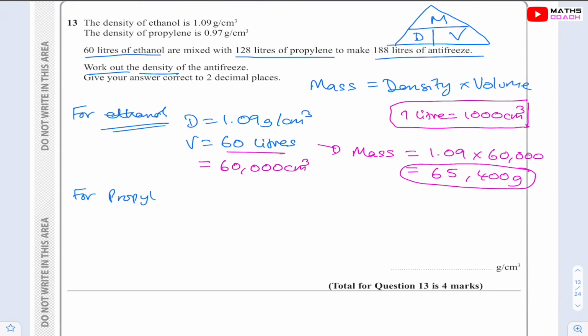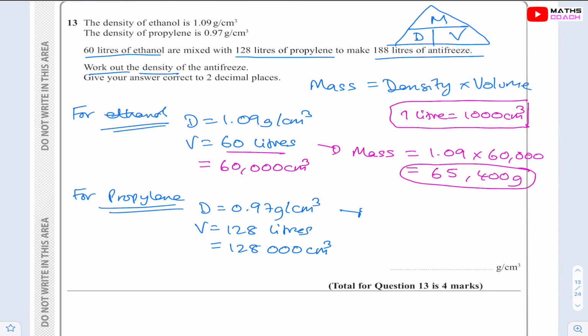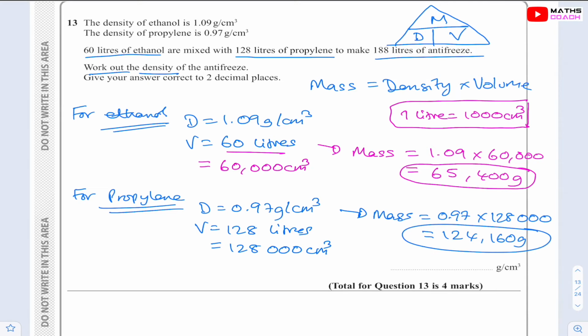For propylene, we know that the density is 0.97 grams per centimeter cubed, and we are told that the volume added to the antifreeze is 128 liters. Once again, let's convert the 128 liters into centimeter cubed by multiplying by 1000, and we get 128,000 centimeter cubed. So now to find the mass, we will do 0.97 times 128,000, and that gives us 124,160 grams. So this is the mass of propylene.